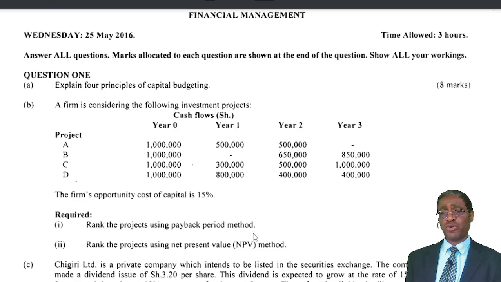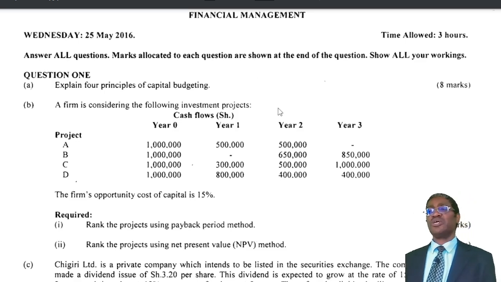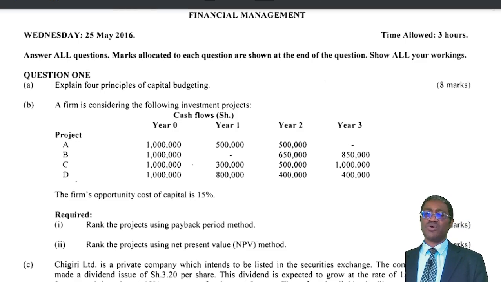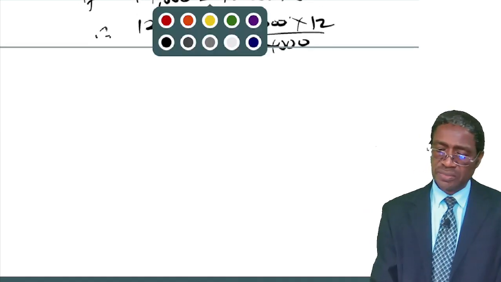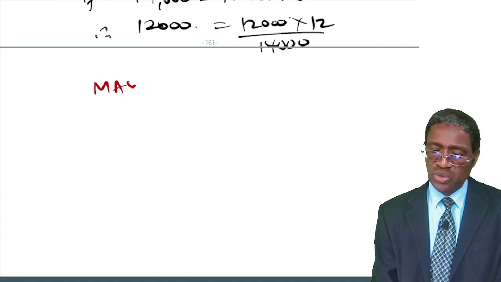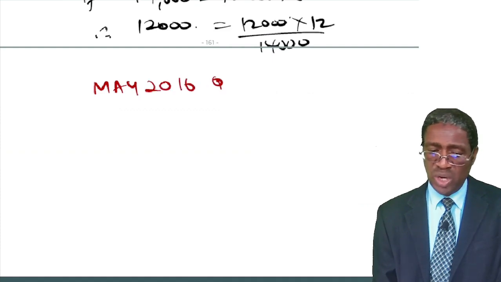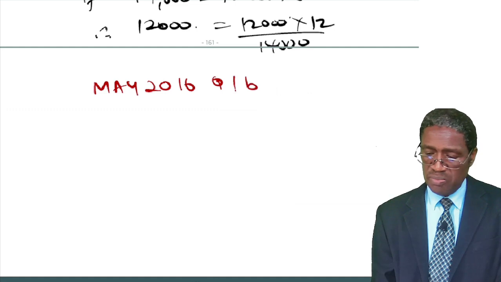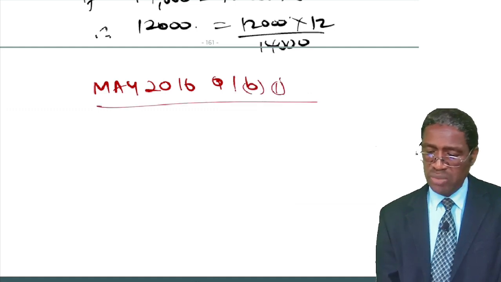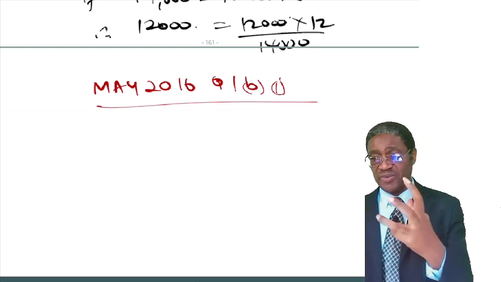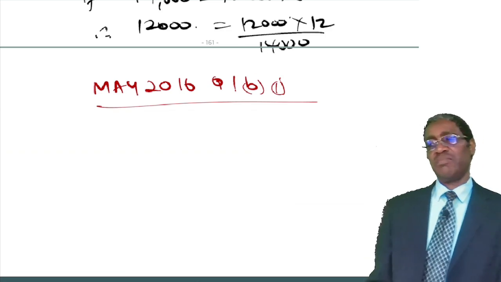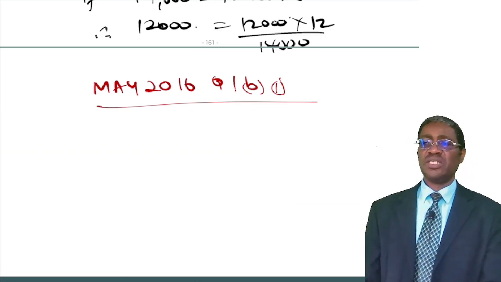Good. So there are 4 projects. Let's compute the payback period for each of those 4 projects, then rank them according to that technique. It is a question that came in May 2016, question number 1, B1. We shall do B2 later, when we shall be doing the present value method. For now, I am only after the payback period.